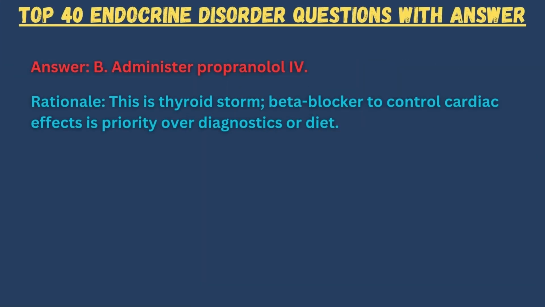Answer. B. Administer propranolol IV. Rationale. This is thyroid storm. Beta blocker to control cardiac effects is priority over diagnostics or diet.